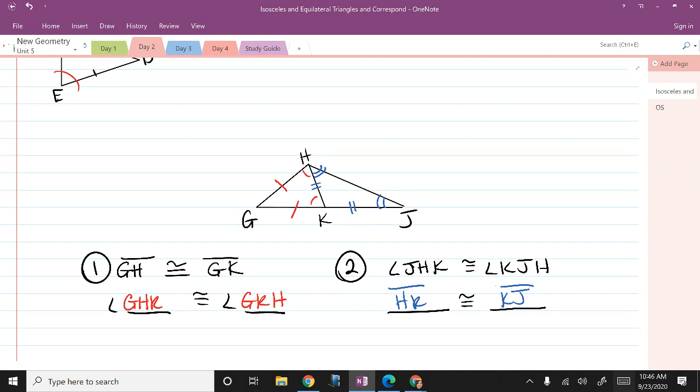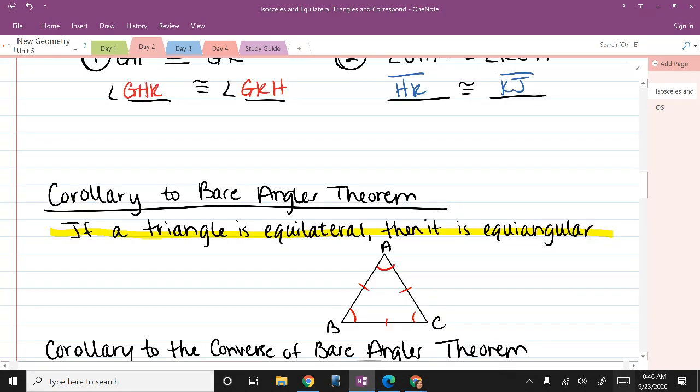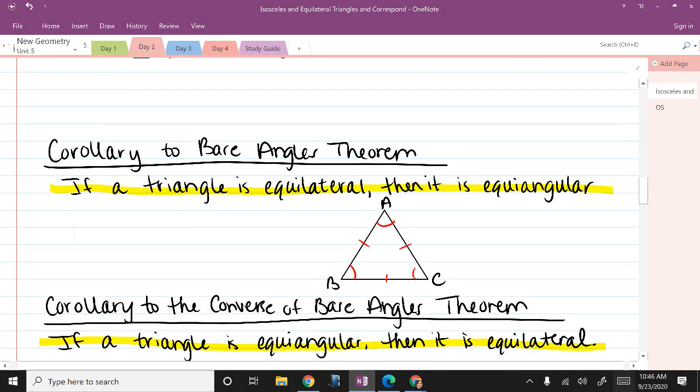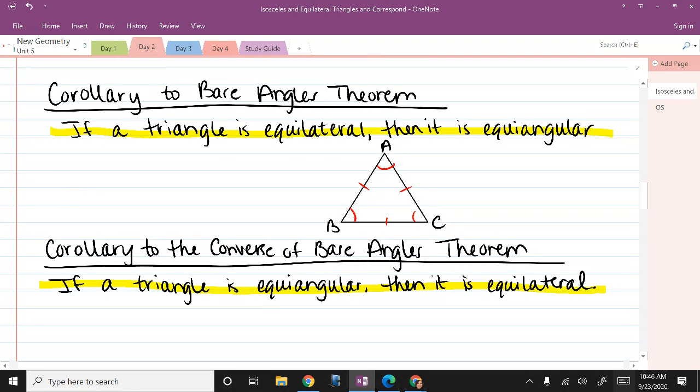All right, so if base angles are congruent, then you have two congruent sides. If two sides are congruent, then base angles are congruent. Okay, can we scroll? All right, theorem sheet. Very bottom of the back. So we've got the base angle theorem, we've got the converse of the base angle theorem. Now we're going to have a corollary to the original base angle theorem, and a corollary to the converse of the base angle theorem. So we're still basing everything off the base angle theorem.